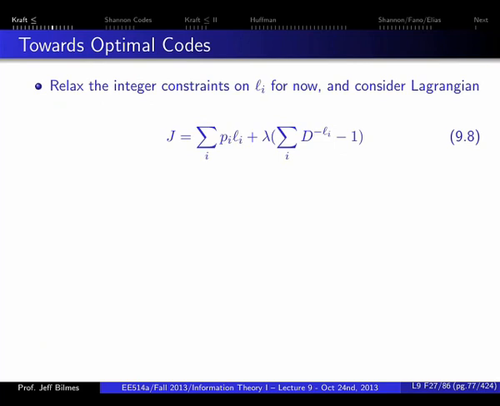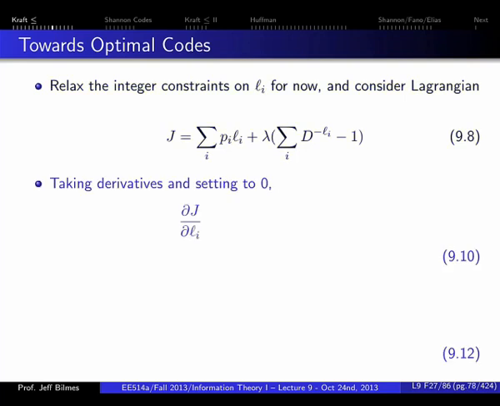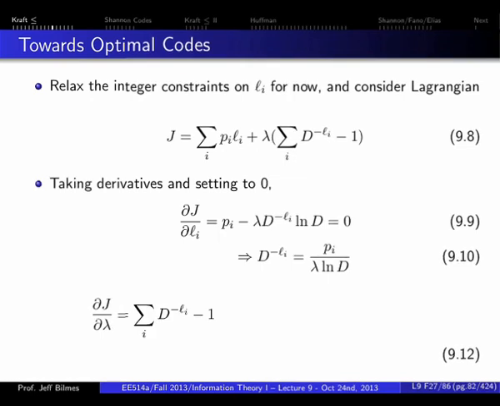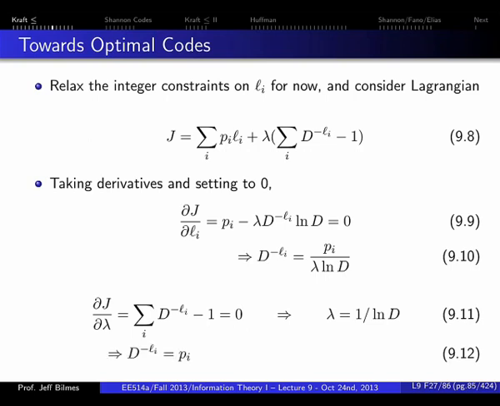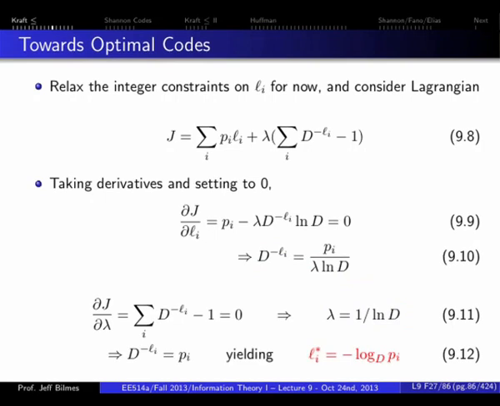solve it using a Lagrangian form. We construct our objective function with a Lagrange multiplier, take the derivative with respect to the lengths, and we get this expression, which, when we set it to zero and solve for the length, gives D to the negative l equal to this. We're going to get something else in a minute. Now we take the derivative of the objective with respect to the Lagrange multiplier, and we get essentially Kraft's form, and this has to be equal to zero as well. So we can solve for the Lagrange multiplier: lambda is equal to 1 over ln D. We plug that into 3.9, and we get an expression from which we can actually solve for the length, which satisfies this.